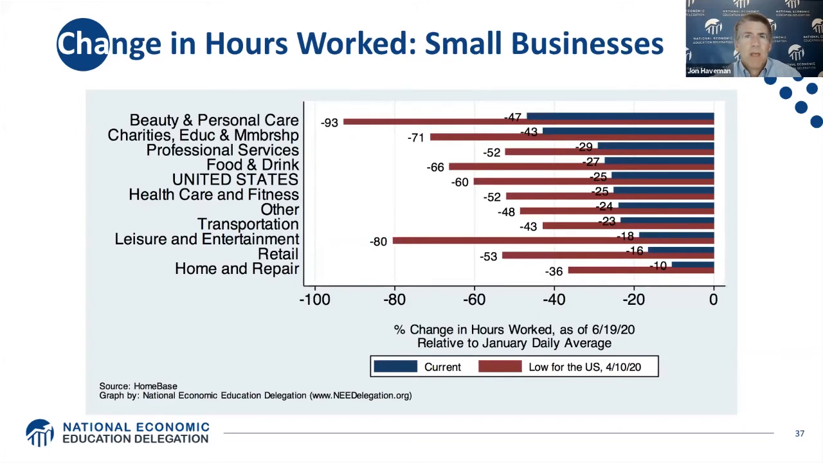More on opening. So this is evidence from a group called Homebase. They collect data on small businesses that hire a lot of hourly workers. Here is the sector that was hurt the worst. Think nail salons and haircuts, right? Hours worked in those shops were down 93% back on April 10. Right? And it was April 10 when we really started opening, after being closed for about 3 weeks. And now this sector has recovered about half of its employment. For the United States as a whole, we were down 60% of the hours.